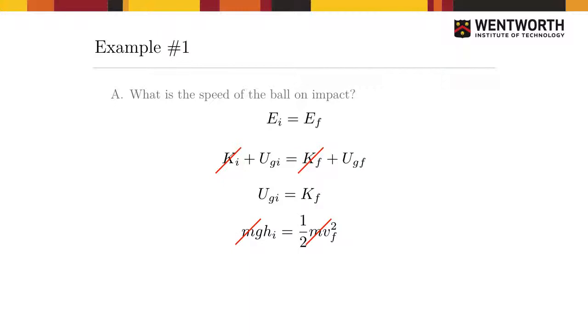Plugging in our equations for potential and kinetic energies, we get mg times the initial height of the ball equals 1/2 mv final squared, the velocity at the bottom of the fall. Here, masses cancel and we can solve for the final velocity. I get 31.3 meters per second for the final answer, but you should check my calculation.